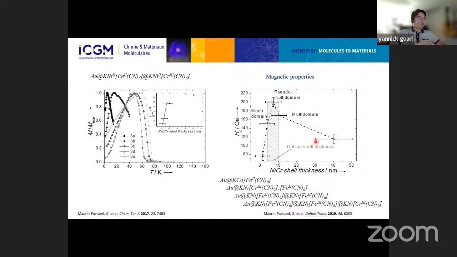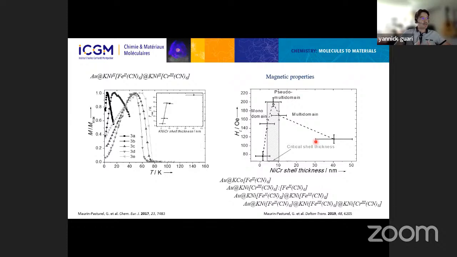So this model example thus clearly demonstrates the effect of the interplay between the two components of the nanoheterostructure, both on the optical properties of the gold core and on the magnetic properties of the Prussian blue analog shells.